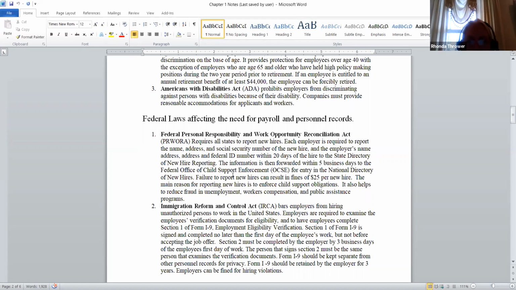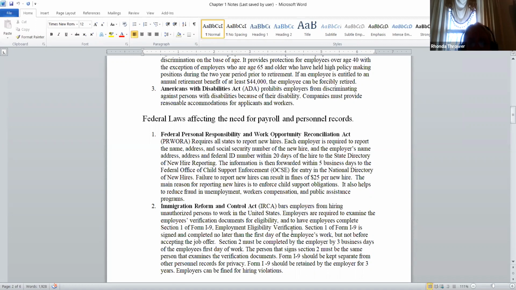Another federal law that you need to know about is the Immigration Reform and Control Act. And this act bars employers from hiring unauthorized persons to work in the United States. Employers are required to examine the employee's verification documents for eligibility and to have employees complete Section 1 of what we call Form I-9. This is the Employment Eligibility Verification Form.